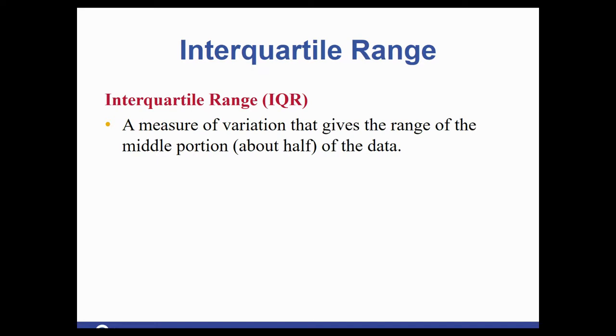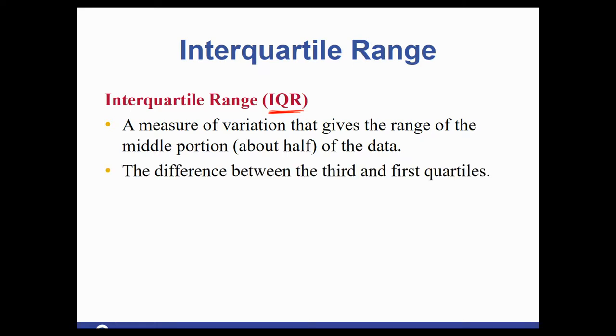So once we have it, we can find what's called the interquartile range, also abbreviated as IQR. It's a measure of variation that gives you just the range of the middle portion, which is about half of the data. So this is great for data sets that are skewed, because when you have something skewed, you might have outliers or something that's pulling your data farther away than what everything else looks like. So interquartile range cuts that off and looks at that middle 50%.